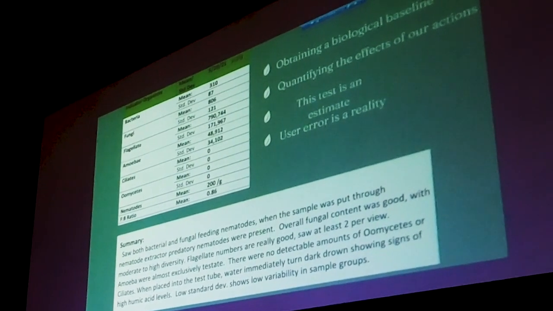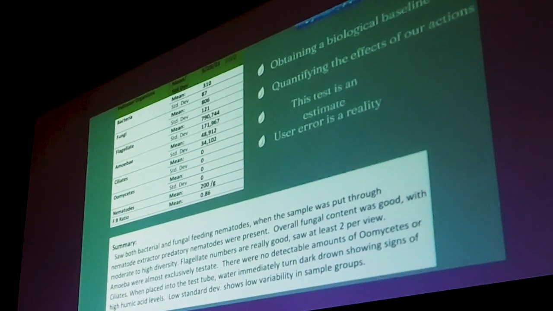But in general, if the sample's good, you're going to see lower bacterial numbers, you're going to see higher fungal numbers, and you're going to see flagellates and amoeba present. You're going to see nematodes present, and you're going to see less ciliates and oomycetes. But when we look at the data in this way, it's very blanket, and a lot of times it's good versus bad. Like, we don't want to see the bad guys, but we do want to see the good guys.